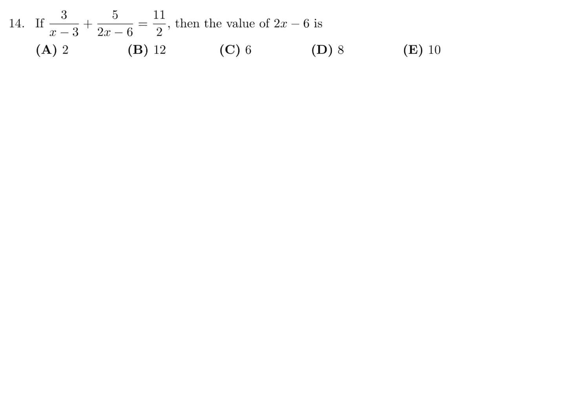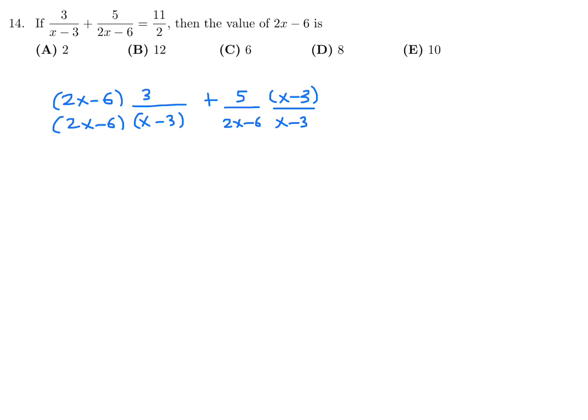All right, a little bit of algebra here. So 2x minus 6, 2x minus 6, what I'm doing is getting a common denominator. And there are many ways to do this question. And same thing over here, x minus 3, like that, all over 2x minus 6. And that is equal to 11 over 2.